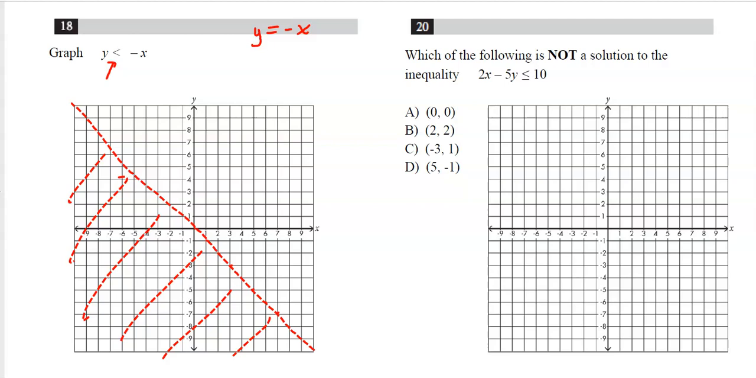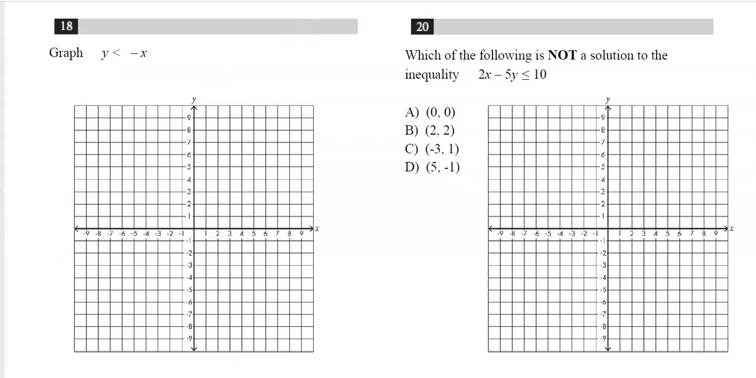You couldn't use 0, 0 as a test point here. You'd have to use a number somewhere else. And if you like test points, you just have to choose one and see if it works. For instance, we could try 1, 2. Turn my dotted stuff off. So 1, 2 would be that, and that's false. Negative 1's not bigger than 2. So you'd shade the other side.